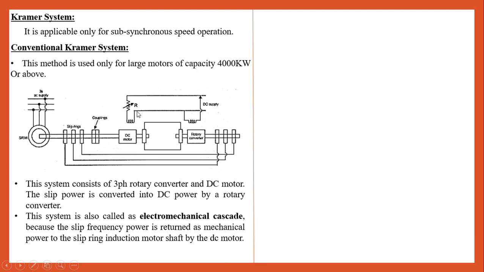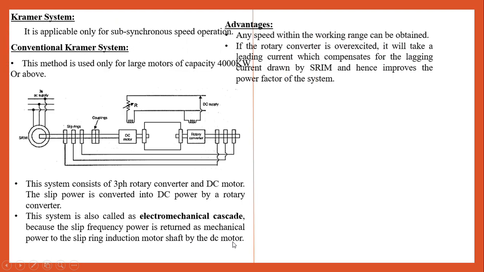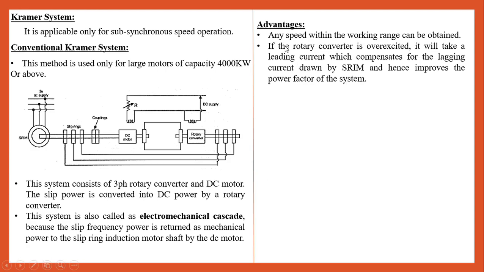By varying the field regulator of the DC motor, we can vary the speed of the slip ring induction motor. The system is also called an electromechanical cascade because the slip frequency power is returned as mechanical power to the slip ring induction motor shaft by the DC motor. Advantages of the conventional Kramer system: any speed within the working range can be obtained. If the rotary converter is overexcited, then the leading current compensates for the lagging current drawn by the slip ring induction motor and hence improves the power factor of the system. This is the main advantage of the conventional Kramer system.